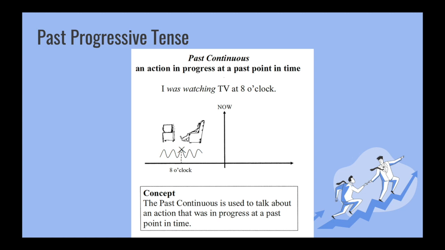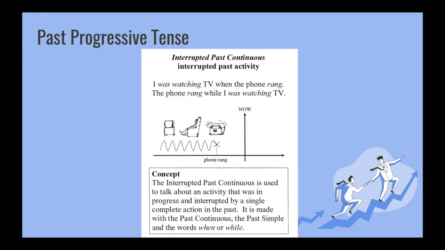Okay, again, an action in progress at a past time. Okay, I was watching TV at 8. It means that at a particular time, which is 8 o'clock, the speaker, I, was in the middle of doing something. And then we can also use it to talk about interrupted past activity. So for example, I was watching TV when the phone rang, or the phone rang while I was watching TV. So we talk about an activity that was in progress and interrupted by a single complete action in the past.